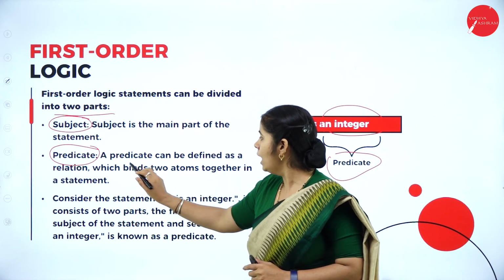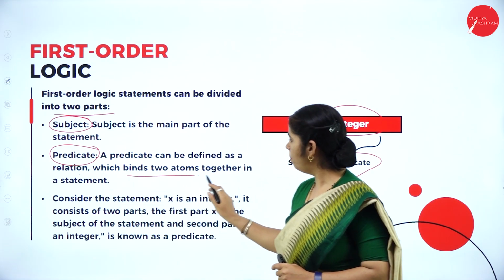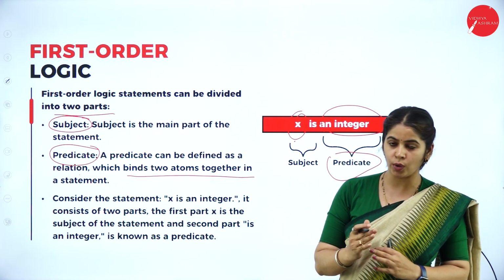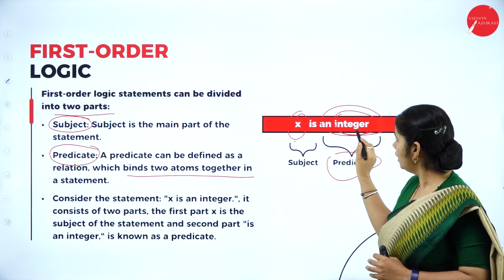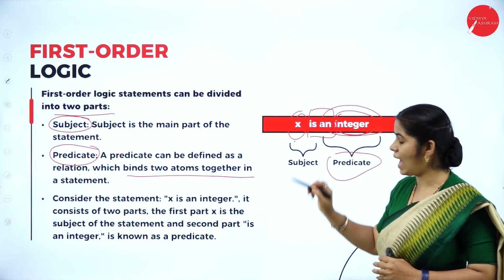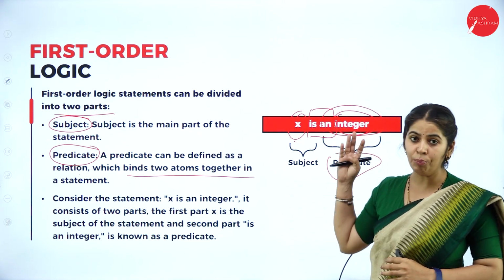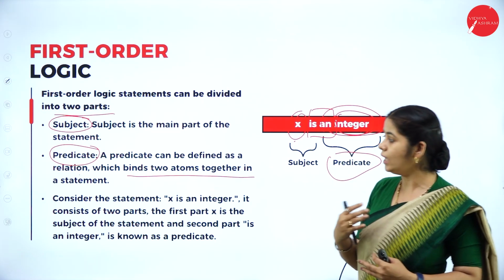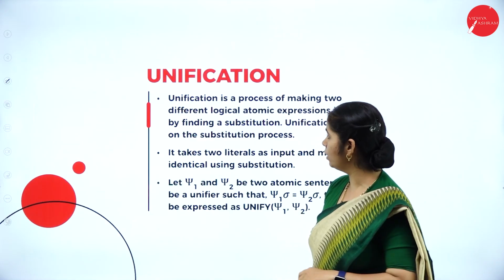That is the predicate. A predicate can be defined as a relation which binds two atoms together. So it says that it is an integer. X is the subject and "is an integer" is the predicate. That's what is explained in this statement also.